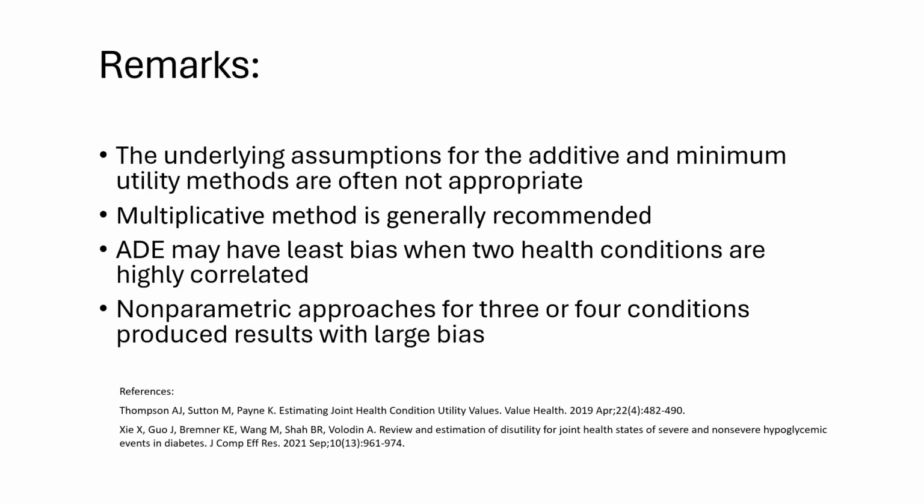Now, I provide the final remark of these methods. The underlying assumptions for the additive and minimum utility methods are often not suitable. Multiplicative method is generally recommended. But, according to a publication of disutility for joint health states of severe and non-severe hypoglycemic events in diabetes, adjusted decrement estimator is likely to be associated with the least bias when health conditions are highly correlated.